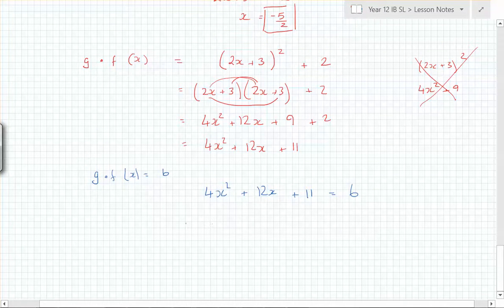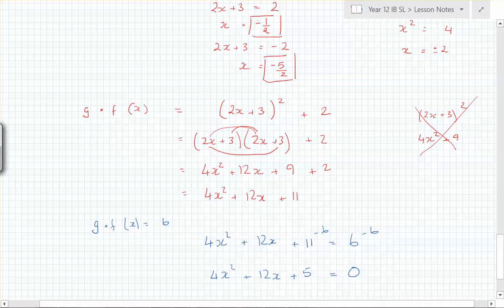Okay, so minus 6 from both sides. So we've got 4x squared plus 12x plus 5 equals 0. Right. And at that point, do you think it factorizes? Probably does, actually. The reason why I say it probably does factorize is because we've got two quite simple answers there. Alright?